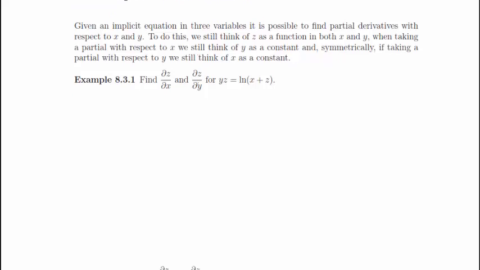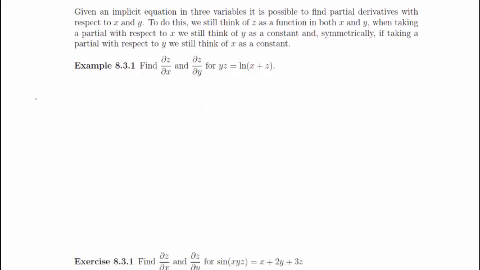So here we're looking at the equation in example 8.3.1. We're told to find the partial of z with respect to x and the partial of z with respect to y for y times z equals the natural log of x plus z. So to do this, to find the partial of z with respect to x, I'm going to take the partial with respect to x of both sides, so of y z, and the partial of the right side with respect to x of the natural log of x plus z.